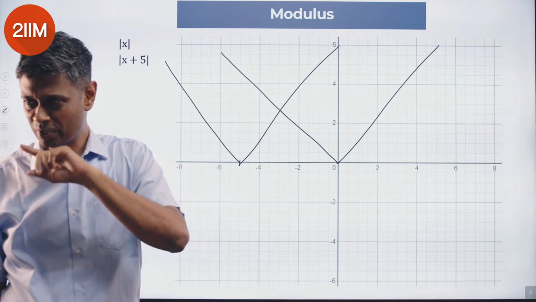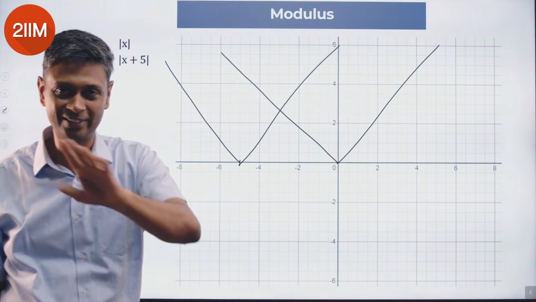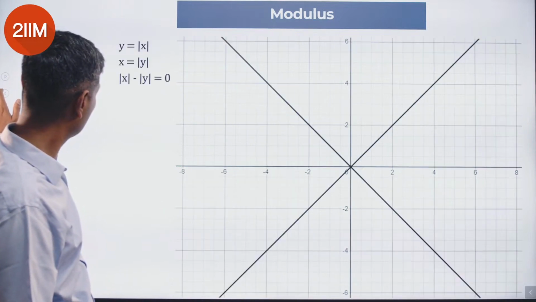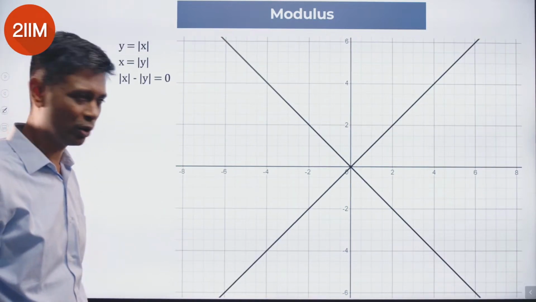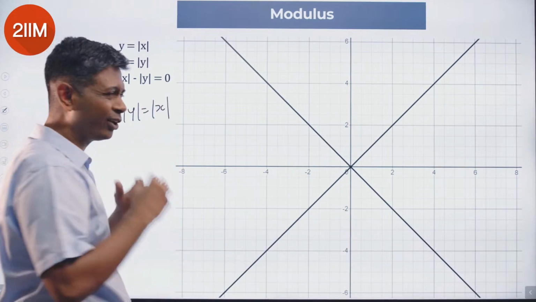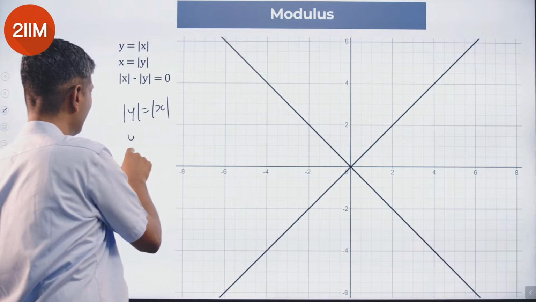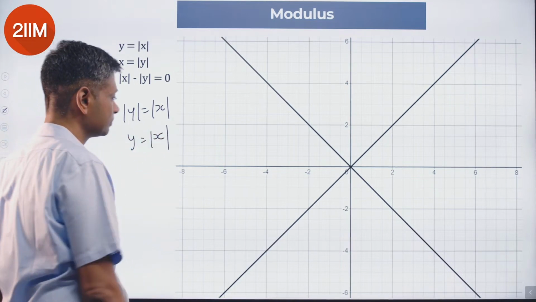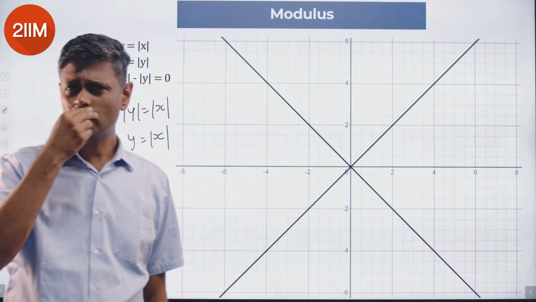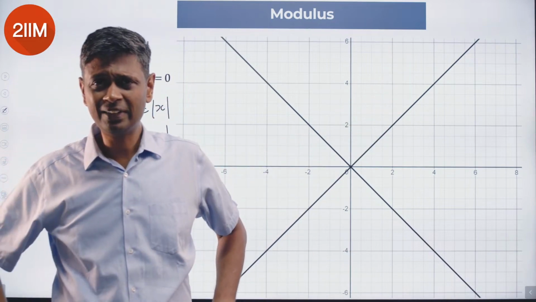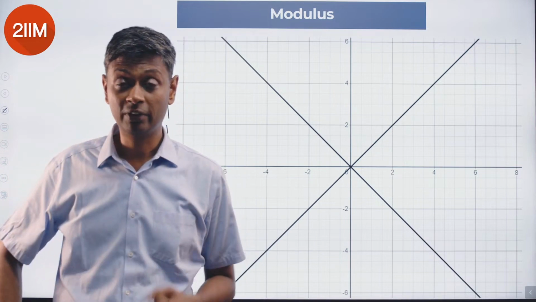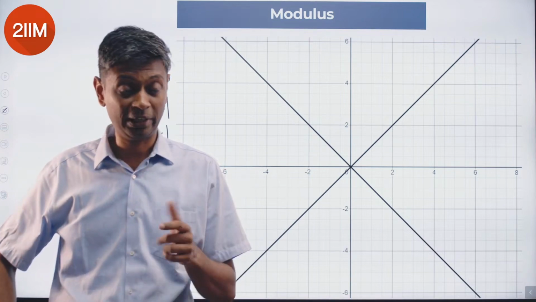Getting a couple of questions on mod x equal to mod y. I'll come back to that. And then come here. Mod x equal to mod y. What am I drawing? I'm going to draw y equal to mod x. That is this. I say y equal to mod x. Whenever x is 2, y is 2. Whenever x is minus 2, y is 2. Whenever x is 5, y is 5. X is minus 5, y is 5.